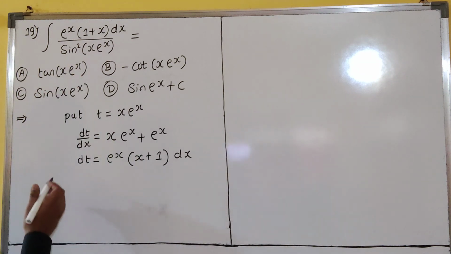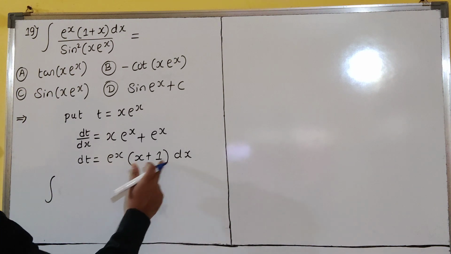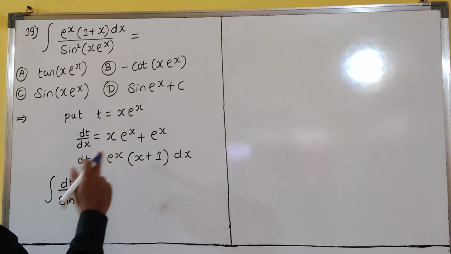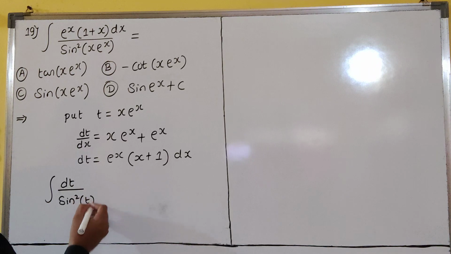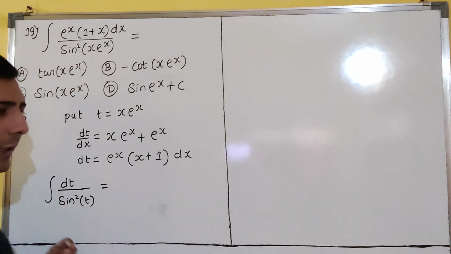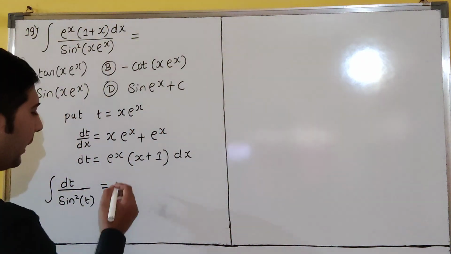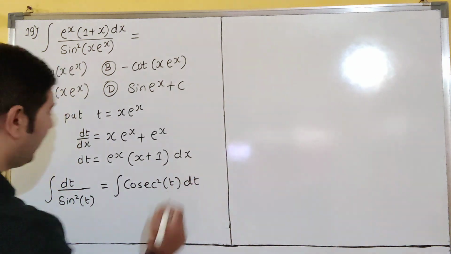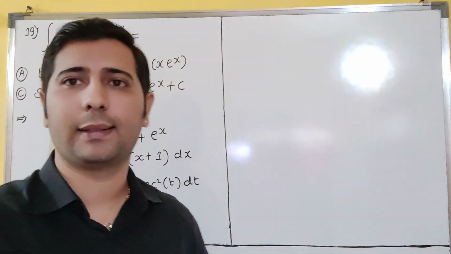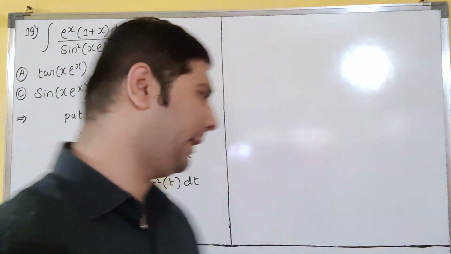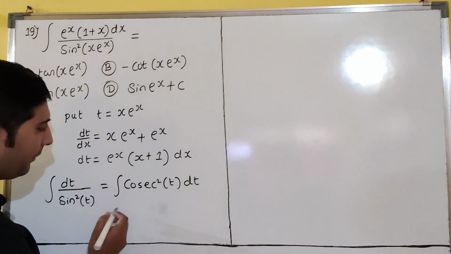Now you substitute the values. See here, e raised to x into (x plus 1) dx is dt, divided by sin square of x into e raised to x, which is t. So integration of 1 by sin square t is nothing but cosec square t dt, dear students. I hope everyone is understanding this. Integration of cosec square x, what is it?